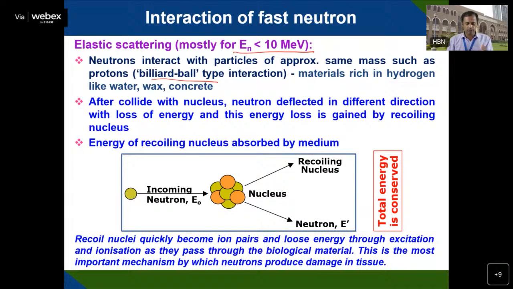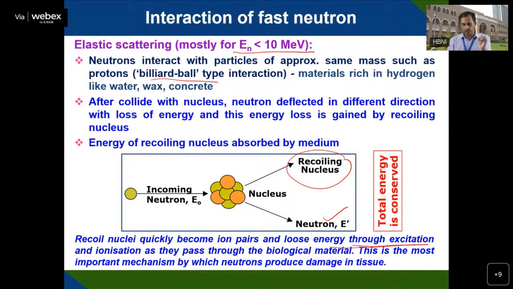With them, when a high energy neutron interacts, that interaction is approximately billiard-type interaction. After colliding with a nucleus, the neutron is deflected in a different direction, losing some energy, and that energy loss is a recoil that produces recoiling of the nucleus. So you can see the energy of the recoiling nucleus absorbed in the medium. So you have a recoiling nucleus and some neutron will be emitted in that case. In that case, the total energy is conserved in this process. The recoil nuclei quickly lose energy through excitation or ionization processes. This is the most important mechanism when neutrons damage tissue.